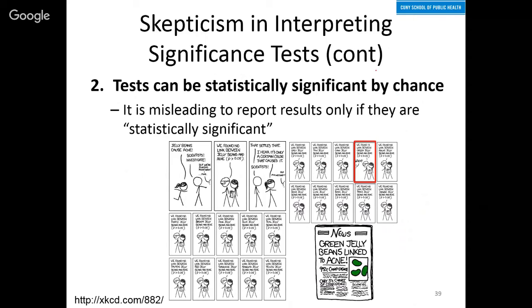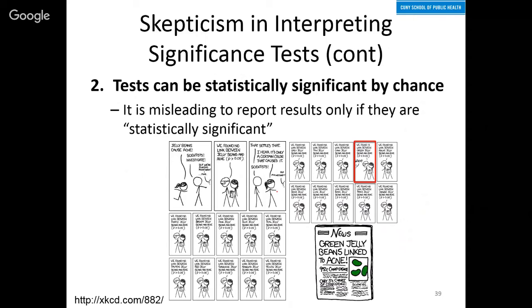So it's a nice XKCD cartoon where they test whether jelly beans cause acne, and repeat this for all of the different colors of jelly beans until they find that green jelly beans cause acne with a p-value of less than 0.05. That's called multiple hypothesis testing, and that's more than just achieving statistical significance by chance. That's statistical significance by uncontrolled multiple hypothesis testing.